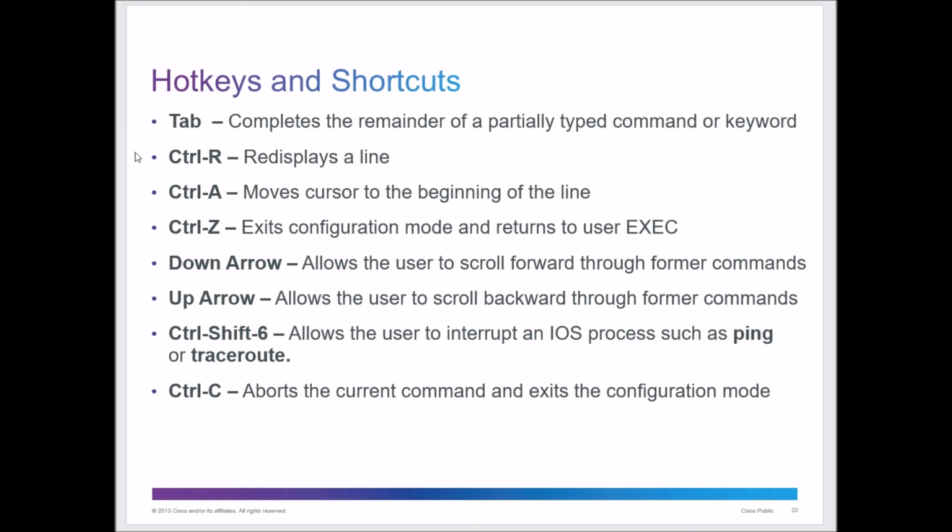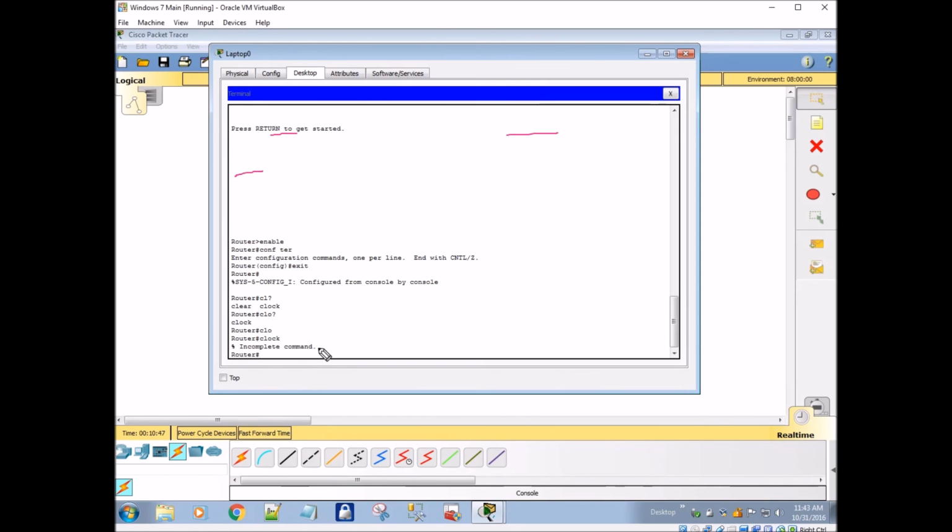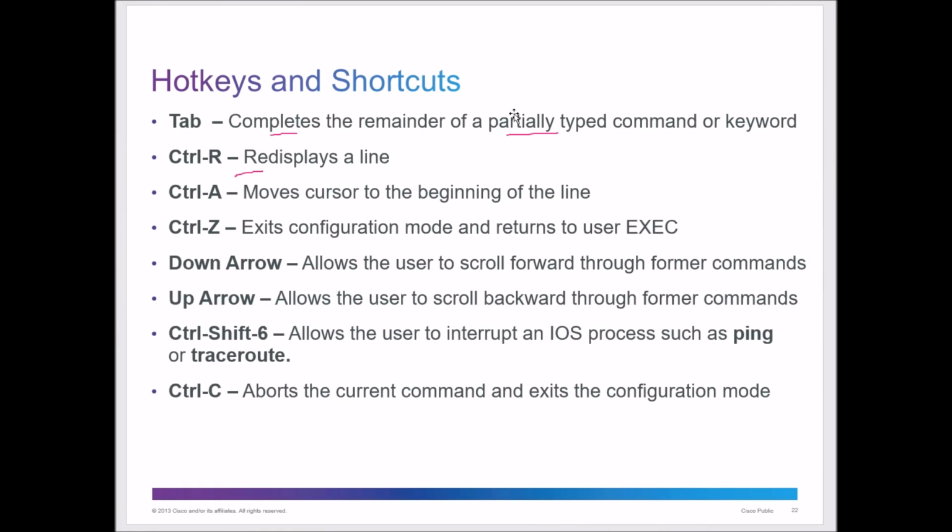There are hotkeys and shortcuts. Tab completes the remainder of a non-ambiguous command. So if it knows what it is, it will go ahead and complete it for you of a partially typed command or keyword. Control R redisplays a line. So if we're in here and we type Control R, it's not going to do it for me because I didn't have a command line. You can use your up arrow to bring back old commands. See, I'm pushing my up arrow to bring back old commands that I've typed into my history. I'm just going up and down and moving through those using my arrow keys on my keyboard.